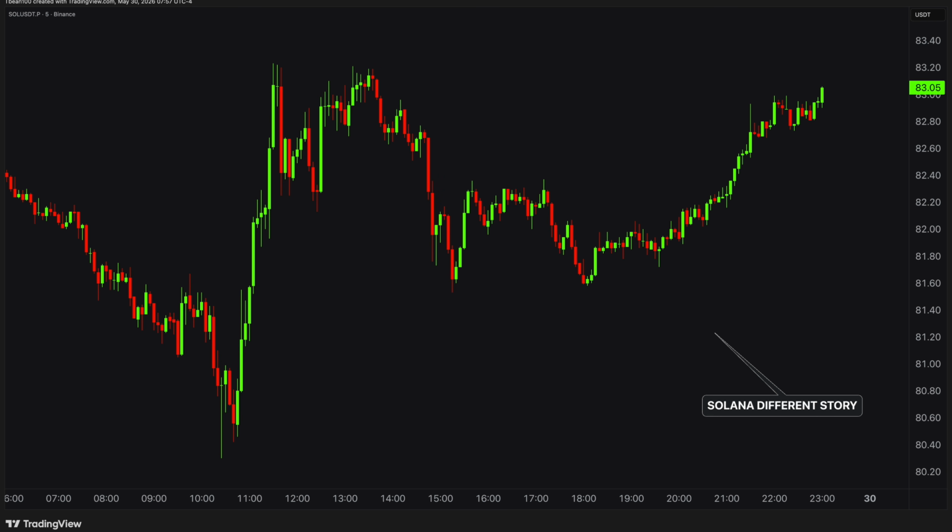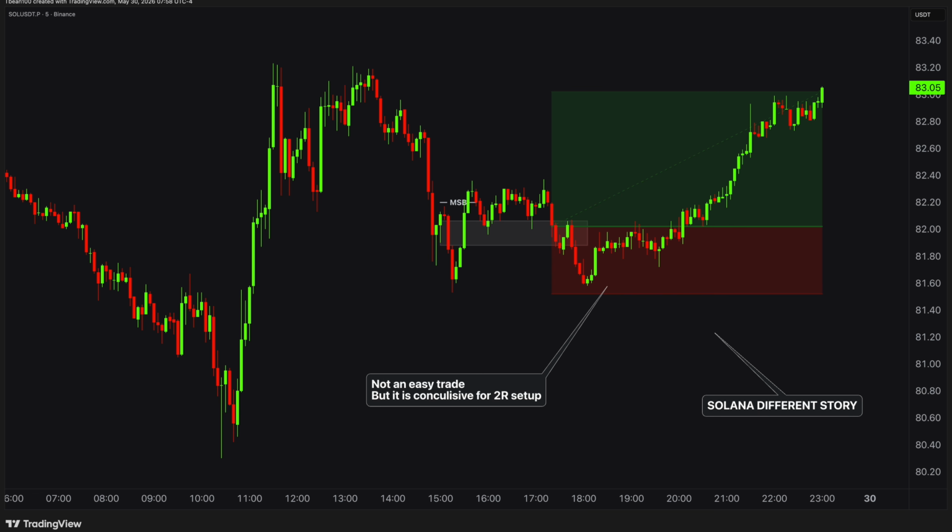However, if you look at the Solana chart, this chart, the story is actually different. Unlike Bitcoin and Ethereum, the lower time frames of the Solana chart show a clear market structure break, and it was followed by a nice BPR and the double imbalance area. So if you had a trade here, you could have captured around 2R or 1.5R gain.